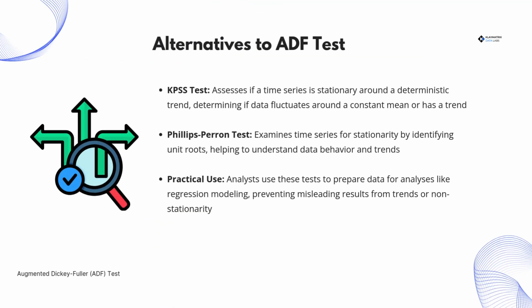Besides the ADF test, there are other methods to check for stationarity. The KPSS test determines if a time series is stationary around a deterministic trend, helping us understand if the data fluctuates around a constant mean or follows a trend. The Phillips-Perron test also checks for stationarity by identifying unit roots. Both tests play an essential role in ensuring the accuracy of time series models. Analysts rely on these tests to prepare data effectively, ensuring that trends or non-stationarity do not mislead the results.